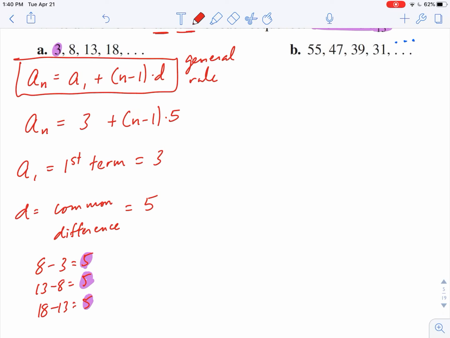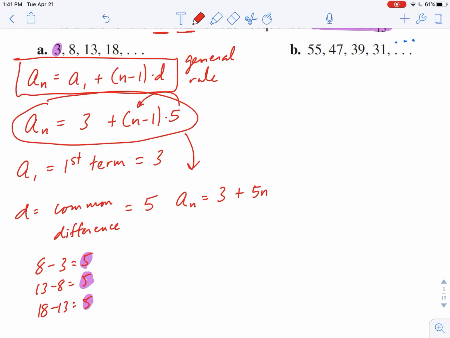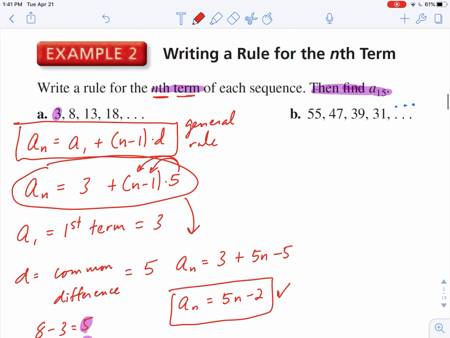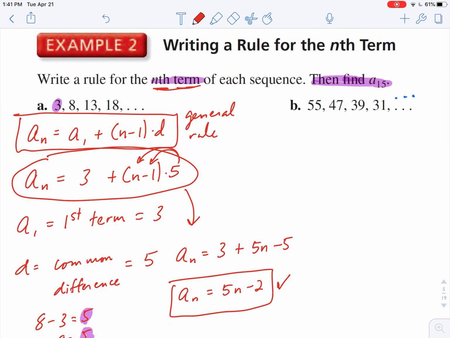Now, most people would say, let's just box this equation up and say that's my answer. It can be simplified a little bit, so let's go ahead and do that. So a sub n is equal to 3 plus, I'm going to distribute this 5. So 5 times n minus 5, and then I'm going to clean this up a little bit more. The nth term is found by saying 5n minus 2. That's the nth term. So we have done the first thing in our directions, which is we found the nth term for our sequence.